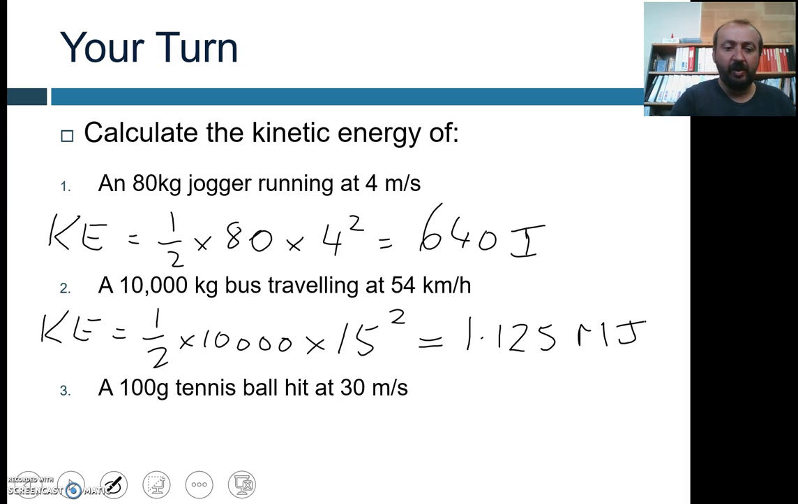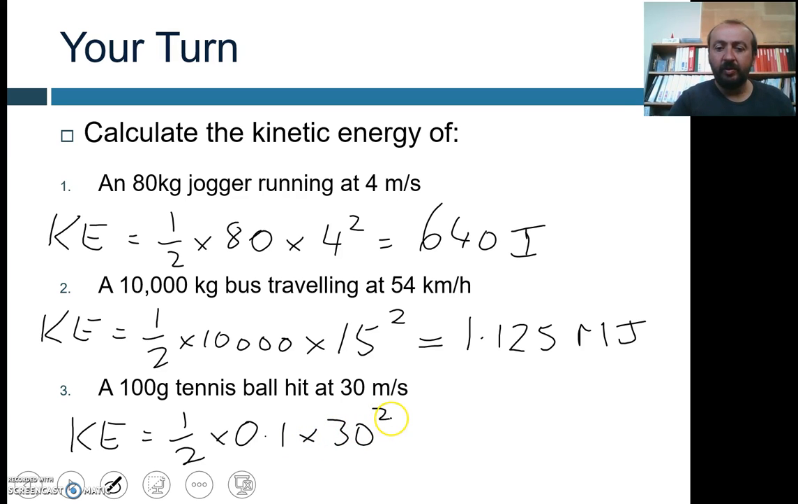And the last one, this is 1/2. Now, it's only 100 grams, which is actually 0.1 of a kilogram, times 30 all squared. And that comes to, by my calculations, 45 joules.